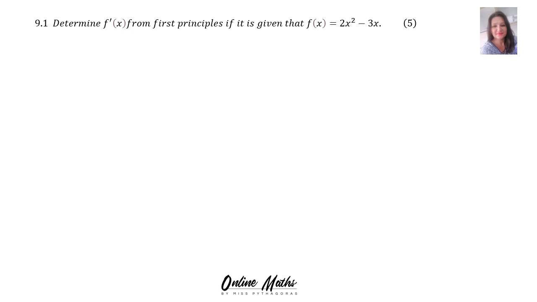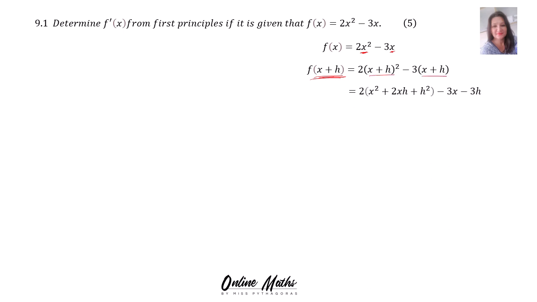9.1. Determine the derivative from first principles if it is given that f of x is 2x squared minus 3x. Now my advice to you is on the right hand side, first work out what f of x plus h is before you want to substitute into the first principles formula. So what does this mean? This means everywhere where you see an x, you substitute it with x plus h.